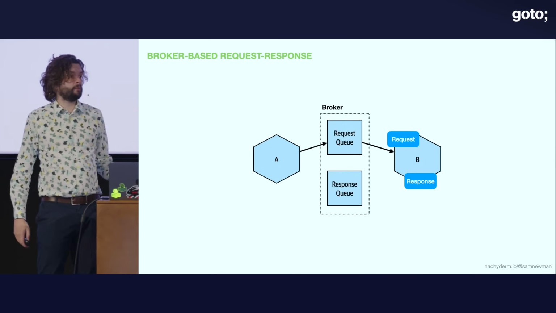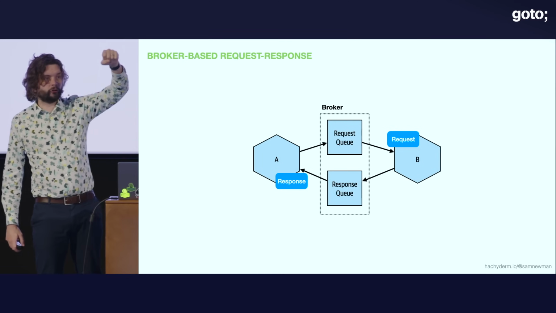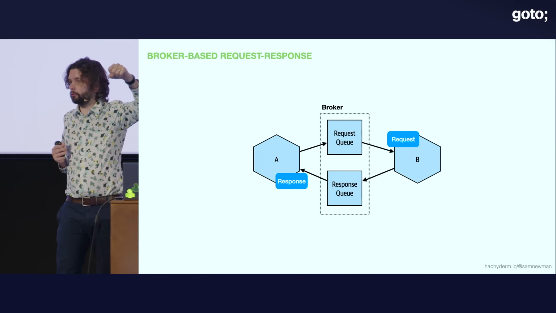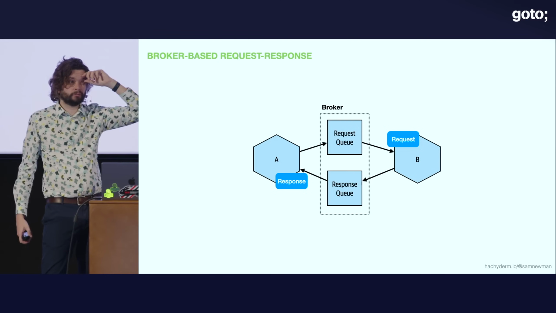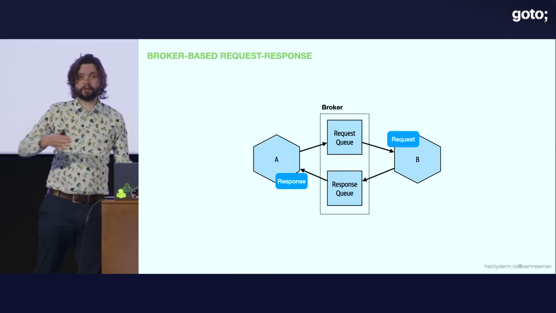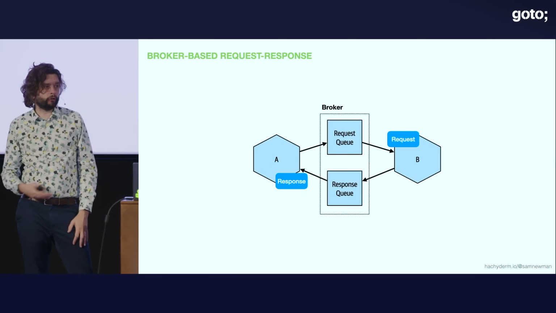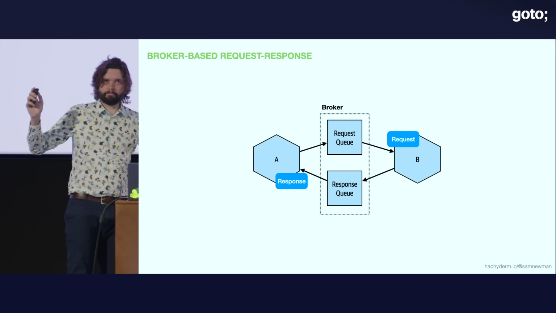And I'd have a separate queue for this. So A will be publishing to the request queue, but listening to the response queue. So I pop something in there, and the result comes back in. Real straightforward and easy, right? This is an example of intermediary-based, request-response-based communication. So pretty easy and clear-cut.